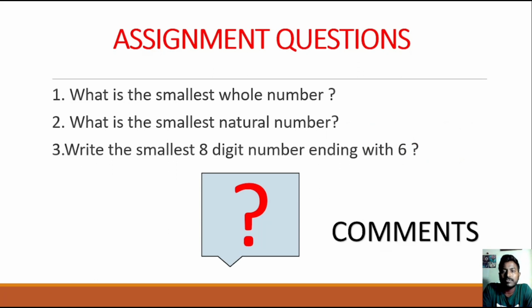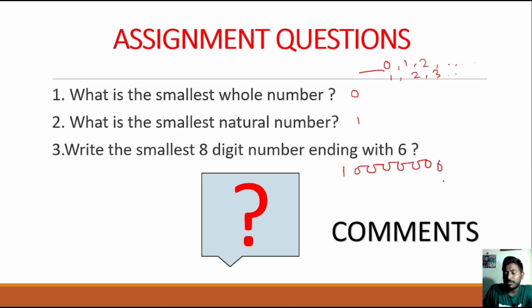First, we solve the previous assignment questions. First question: what is the smallest whole number? We already know that the whole numbers start from 0, 1, 2, and so on. That's why the smallest is 0. But what is the smallest natural number? Natural numbers start from 1, 2, 3. So the answer is 1. Write the smallest 8-digit number. We know that the smallest 8-digit number is 10000000, but at the unit place we can write 6, because the smallest 8-digit number ending with 6. Clear?